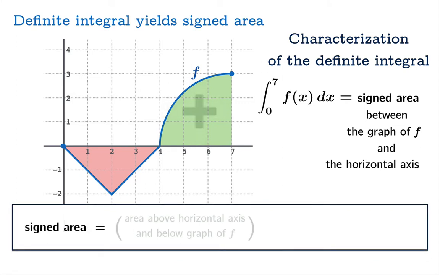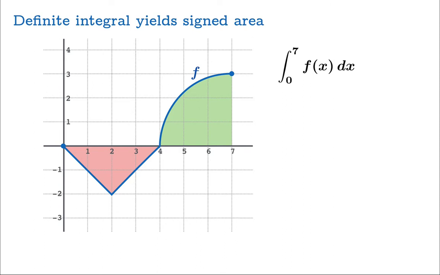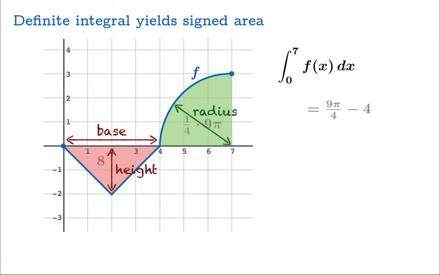So this region would count positively, and then the area of this region would count negatively. In this particular example, we wouldn't even need to invoke any kind of limiting value of Riemann sums or the fundamental theorem. We can actually look at this graph. We know how to calculate these areas, this triangle and this quarter circle, so we could calculate the integral value directly. In this case it would be 9 pi over 4 minus 4.